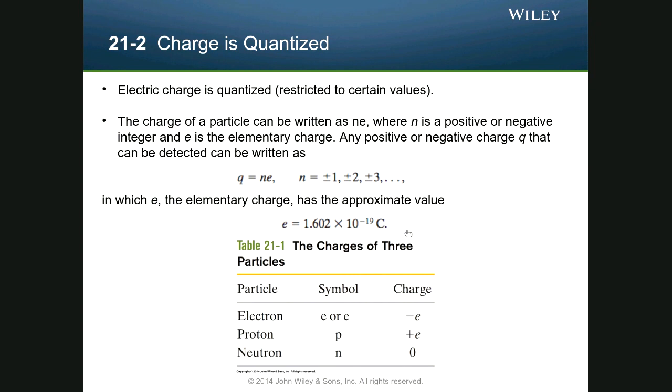When we say that the charge is quantized, it means it comes in multiples of this electric charge here. Any charged object, its total charge must be divisible by this number. That's what I mean by quantization.